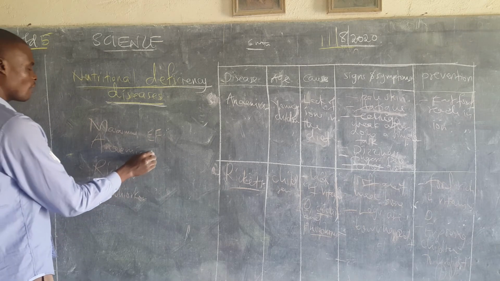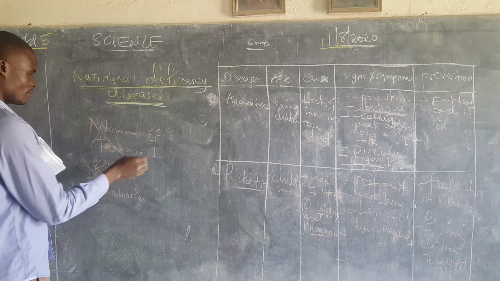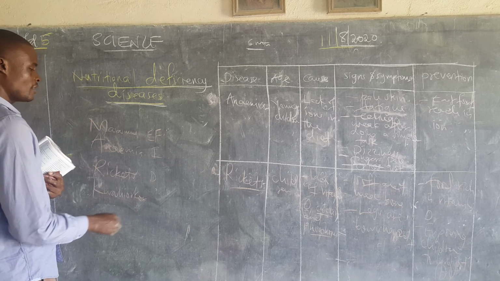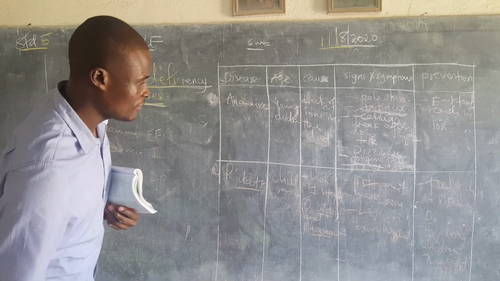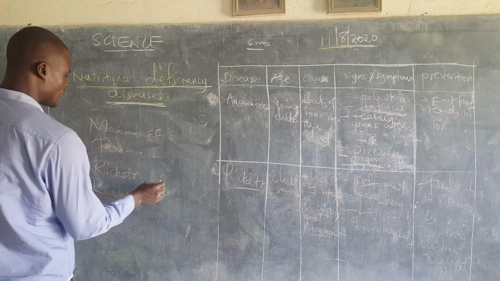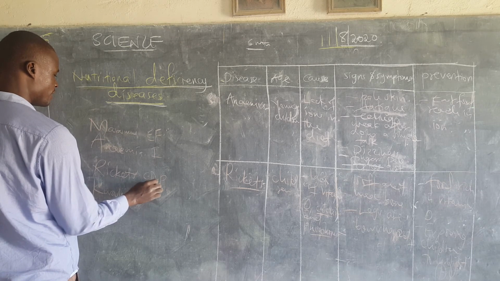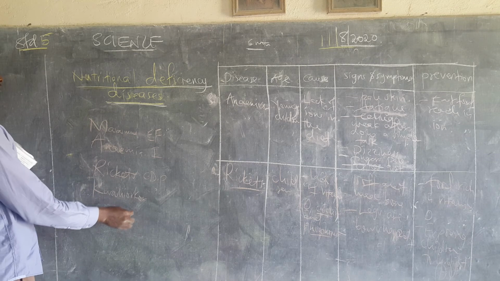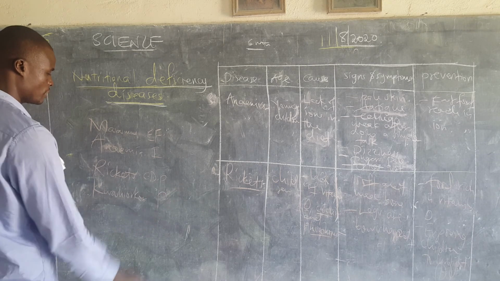Anemia, we have said, is lack of what? Iron in the blood. And then rickets is caused because of lack of vitamin D, phosphorus, and what again? We have mentioned three things: lack of vitamin D, phosphorus, and calcium. And then the last one is kwashiorkor. That is caused because of lack of proteins in the body.